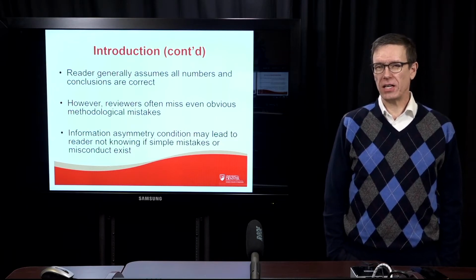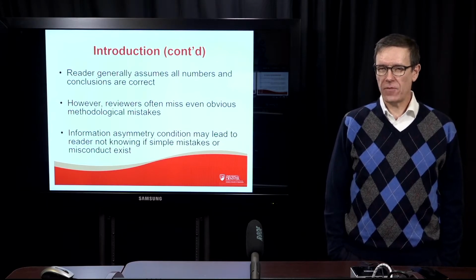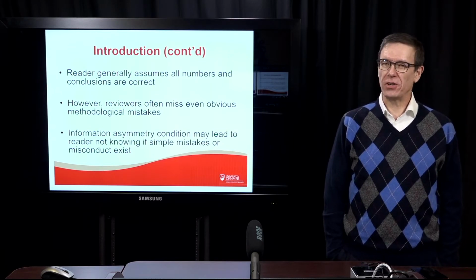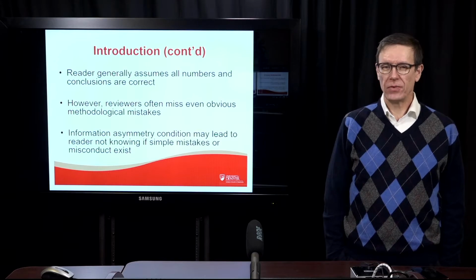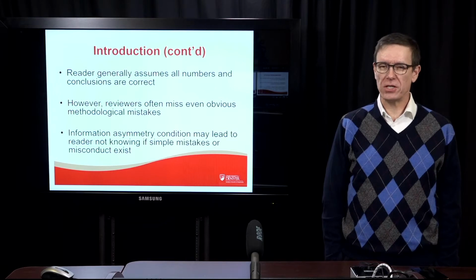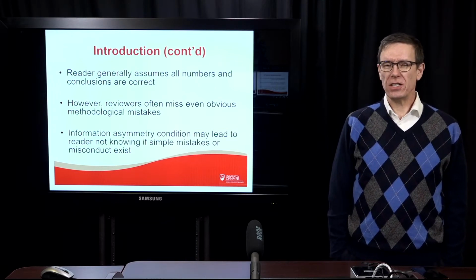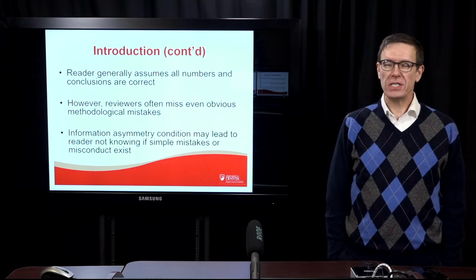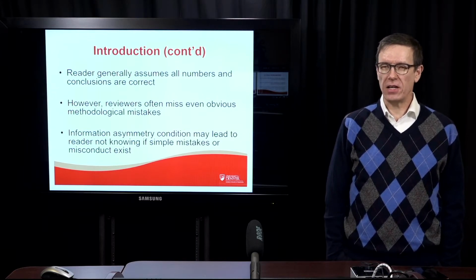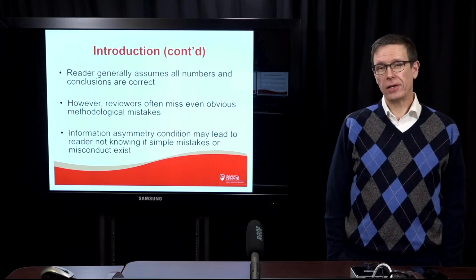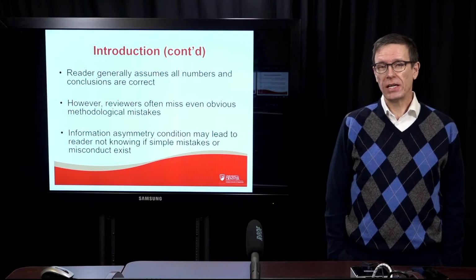And we've had some studies of reviewers where people have introduced obvious, massively important and clear methodological errors that most reviewers have missed. And that raises a concern for us when we consider this notion of information asymmetry. That if that condition exists, it may lead us as readers to not even knowing if simple mistakes in methodology, findings, and reporting exist, or if indeed there may be misconduct by authors that have chosen to take advantage of that limited information.